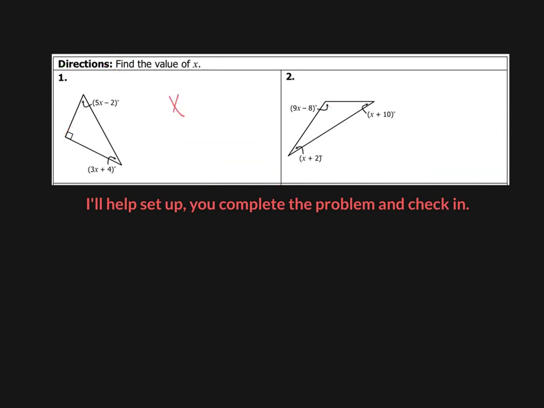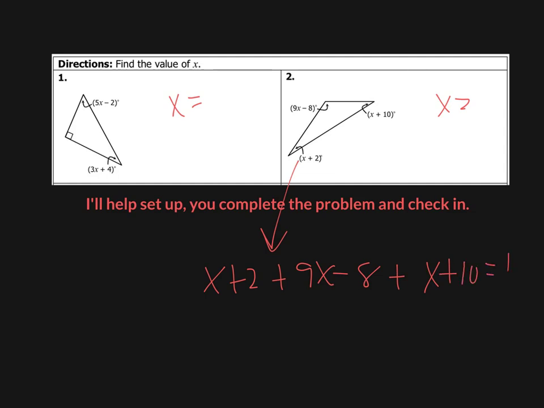Now just keep in mind, you should have an x equals for this answer and an x equals for this answer when you're done. Again, Triangle Sum Theorem says for this triangle that x plus 2 plus 9x minus 8 plus x plus 10, right? All the interior angles of a triangle add up to 180. Solve for x and then move on. Press pause now.